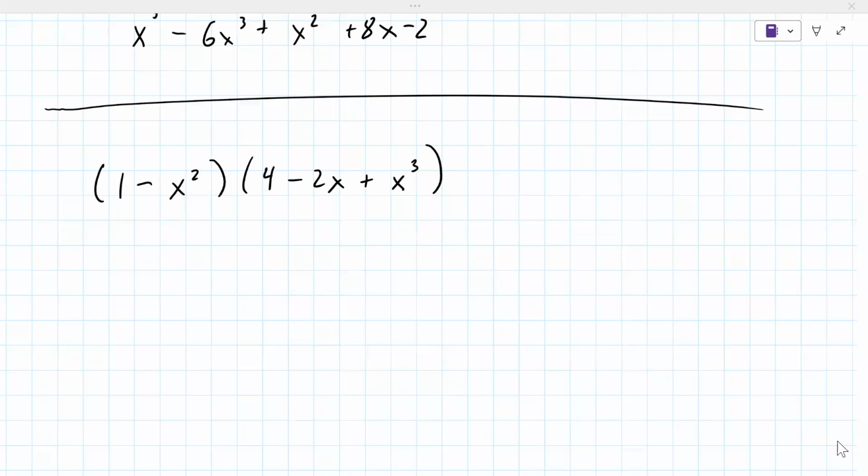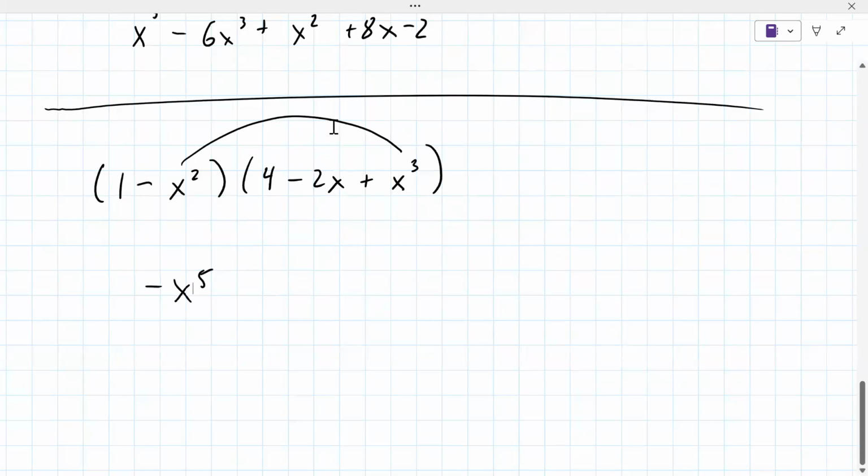I got 2x cubed minus 2x squared minus 2x plus 4. So we're missing some powers here. Like the last one should be minus x to the fifth. That has to be in there.